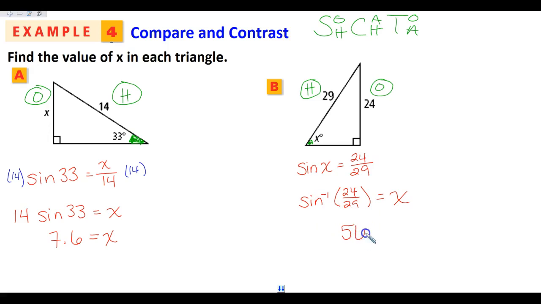You should get, to the nearest whole number, so we're going to round. Degrees are almost always rounded to whole numbers. If you're not told, round a side length to the nearest tenth.